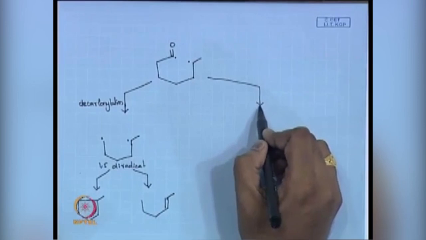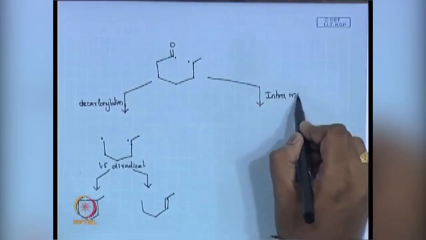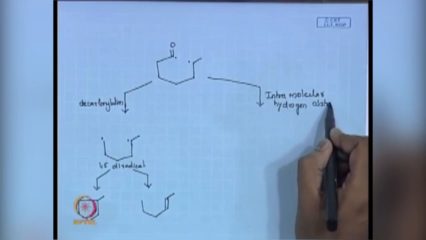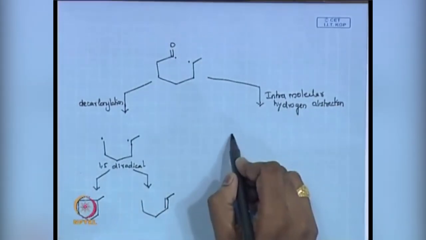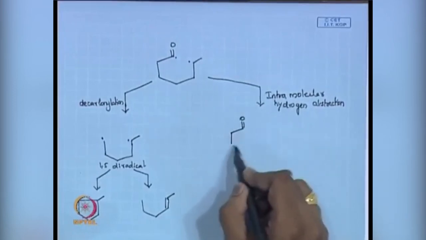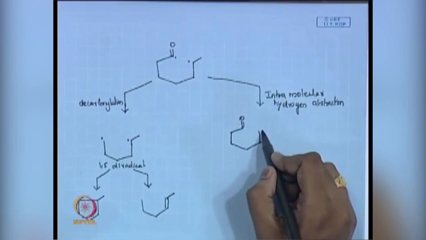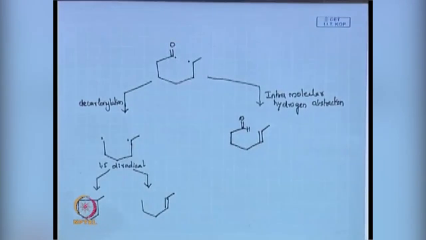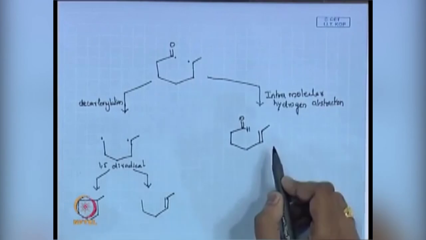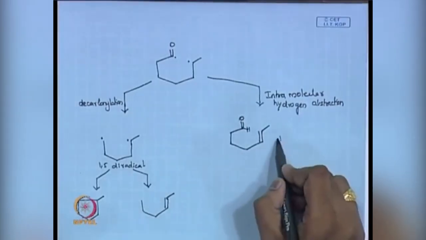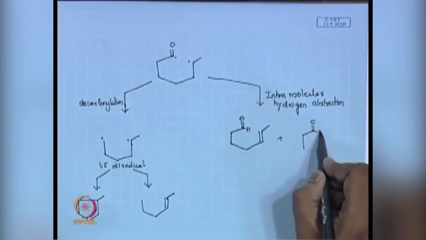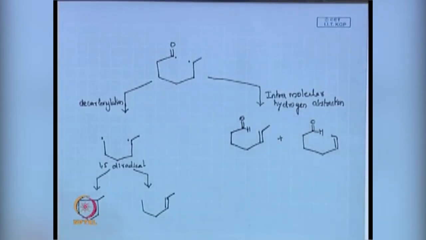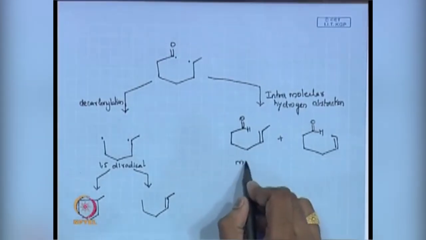Other thing you can think about is your intramolecular hydrogen abstraction. You get an aldehyde. See, this will be the major product, but you can get another stuff. Right? You can get this product also. That should be a minor. So, you get a major product.